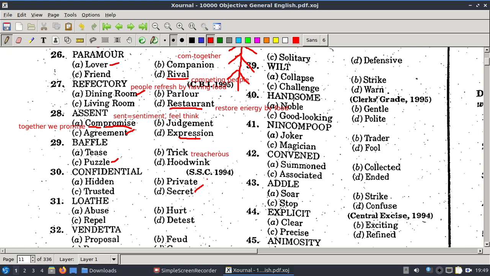Private. Private means something related to only one person, or something personal. A private jet, a private property, private land, etc. So private means belonging to either one person or a group of people. Trusted, we all know. Hidden also, something that is hidden means which cannot be visible. We all know.